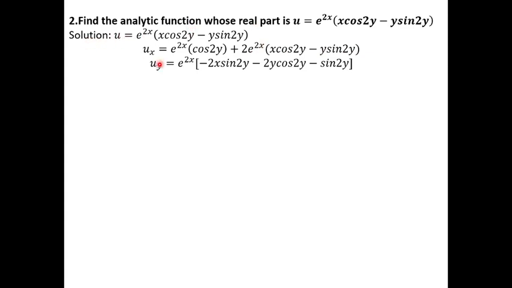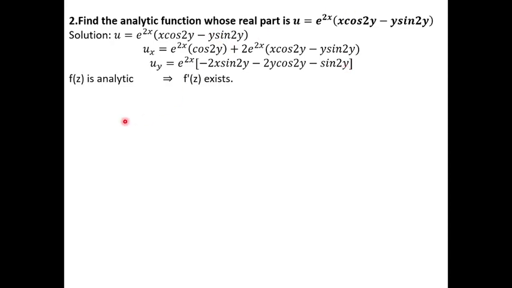And differentiate u with respect to y. Here the first function is constant, as it is. Differentiate only the second function x. Differentiation of cos 2y is minus 2 sin 2y. Okay, differentiation of cos is minus sin, differentiation of 2y is 2. Minus, again here apply the product rule. Minus y into differentiation of sin 2y, which is cos 2y into 2. Minus differentiation of y is sin 2y.